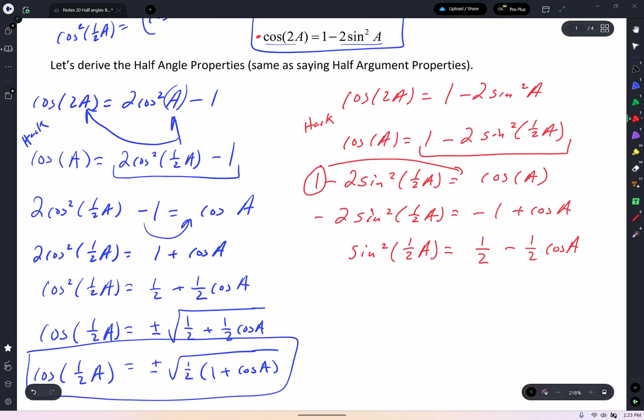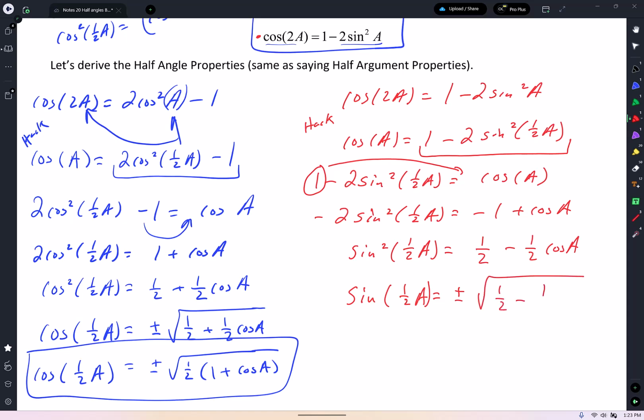Still okay? We're really close. How do I get rid of that square? So now I have sine squared. You take the square root, so it goes away. Sine of half A equals plus or minus the square root of 1/2 minus 1/2 cosine A.